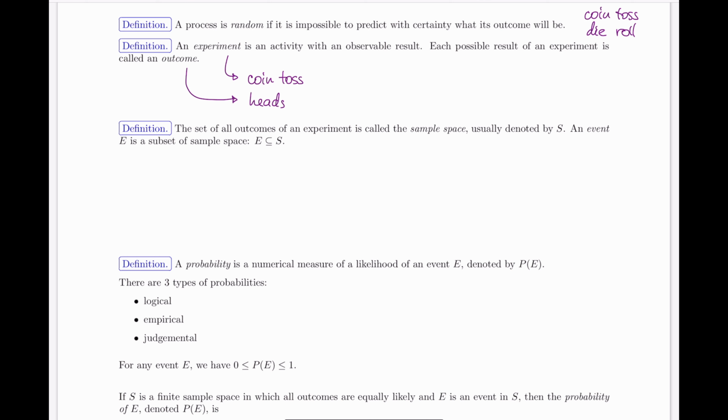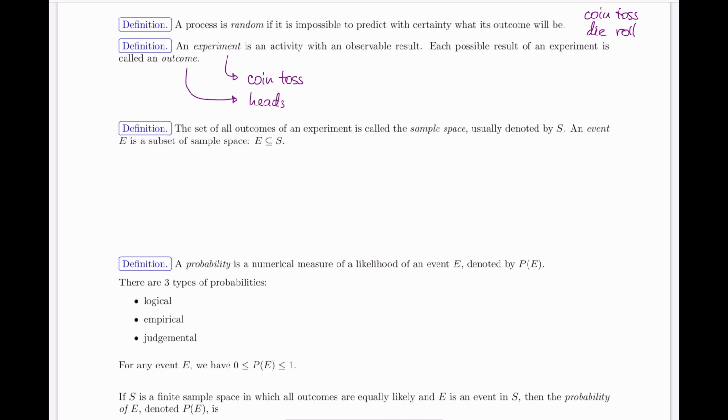And that leads to the next question of defining all possible outcomes. The set of all outcomes of an experiment is called a sample space. And we usually denote it by S for sample space. An event is a subset of that sample space. So you're already seeing why it was important that we learned about sets early on, so we can actually use set notation and set operations in later parts of the course.